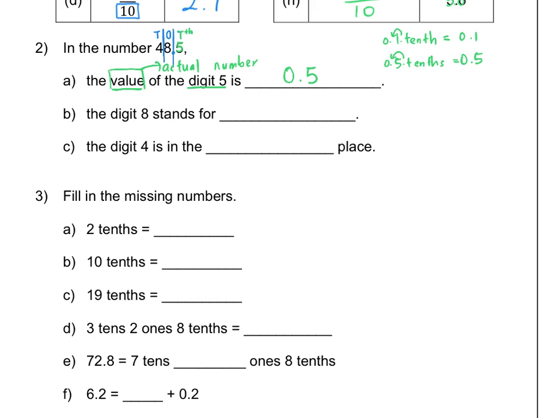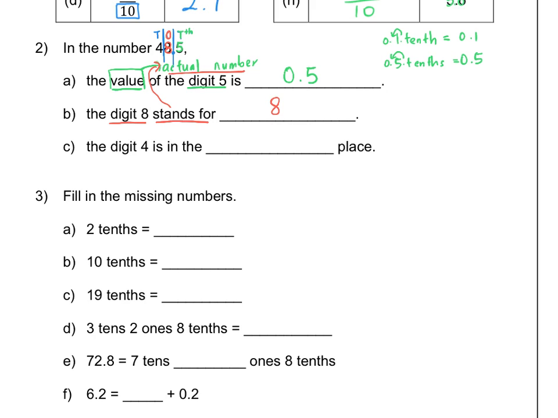Now let's go on to part B. The digit 8 stands for, in value, same thing, they're asking for the actual number. Okay, so we go to digit 8, we focus on digit 8. 8 ones. How do you write 8 ones in number? It is simply 8.